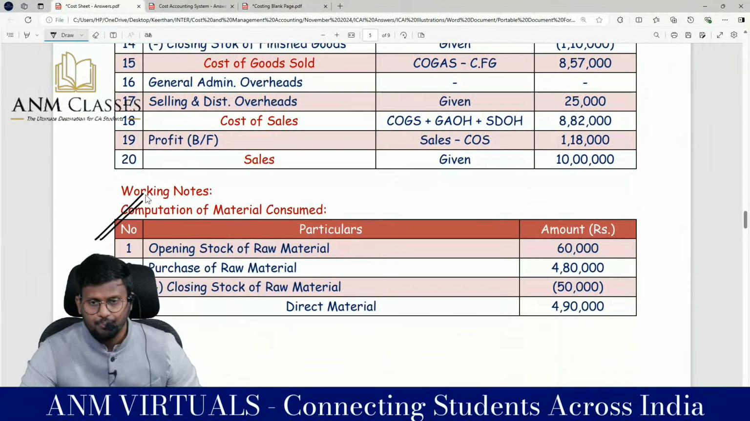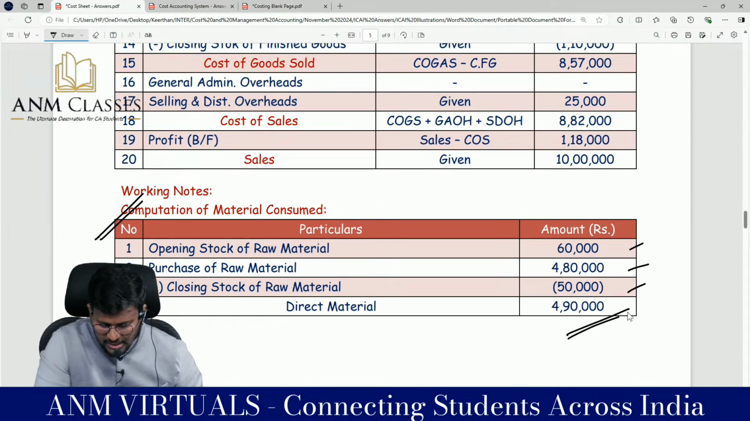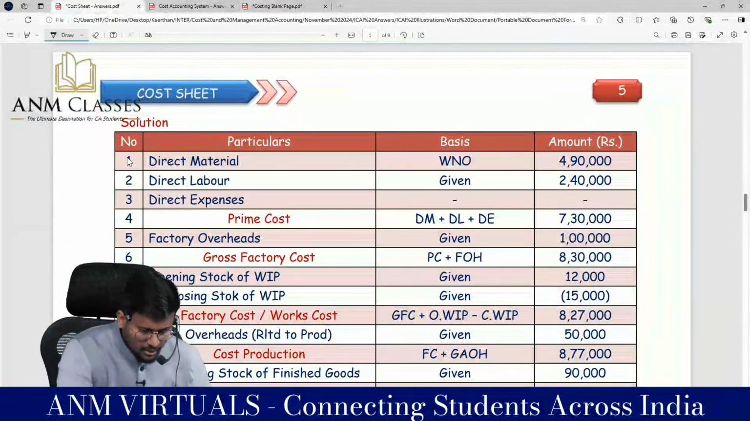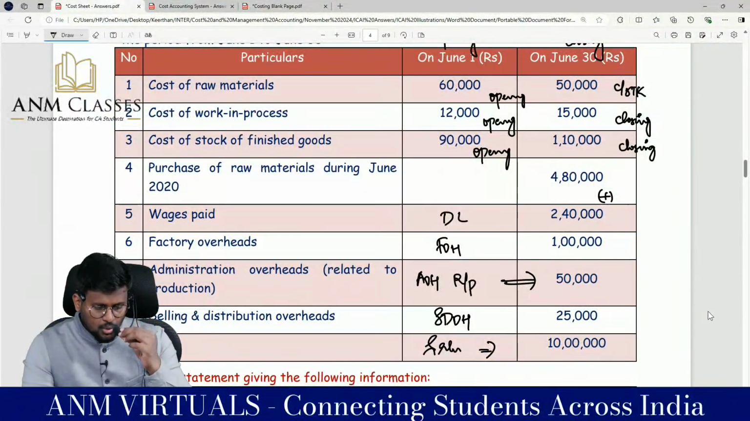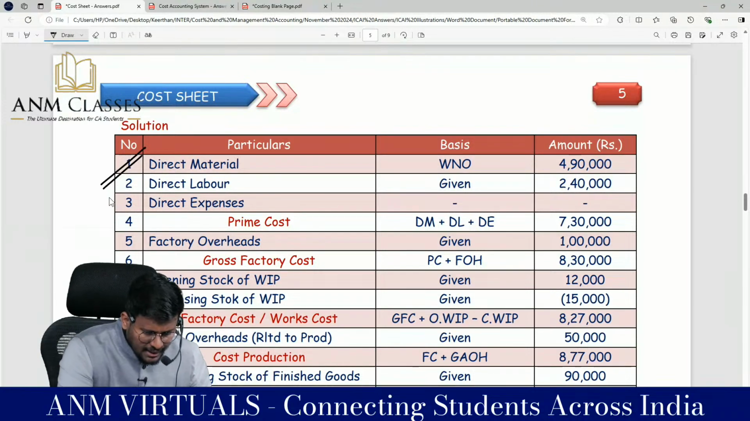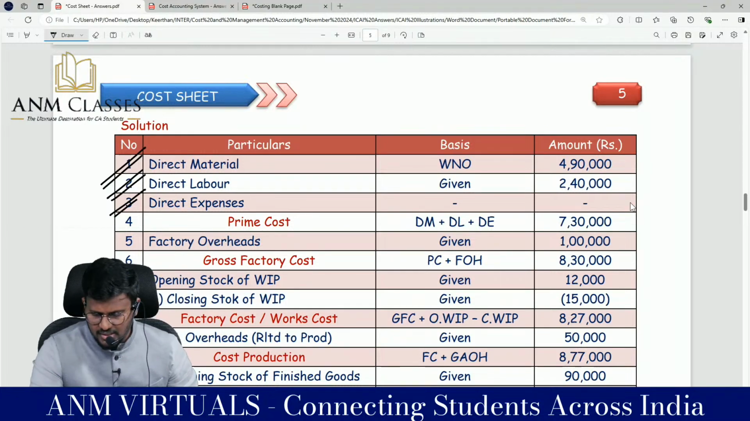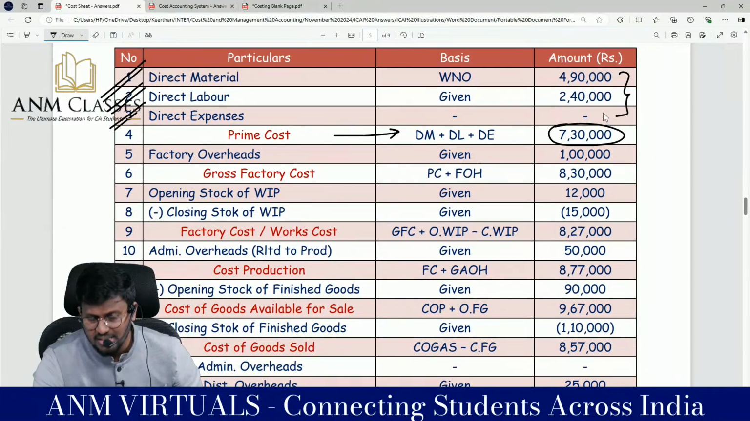Direct material, we have to find out the consumed. Opening stock of raw material, 60,000. Add purchases of raw material. Less closing stock of raw material. So the direct material consumed is 4,90,000. In the question, number of units produced is not given, so we can only express the total, not per unit. Add direct labor, which comes to 2,40,000. Add direct expenses, which is nil. So the prime cost is 7,30,000, which is direct material plus direct labor plus direct expense.